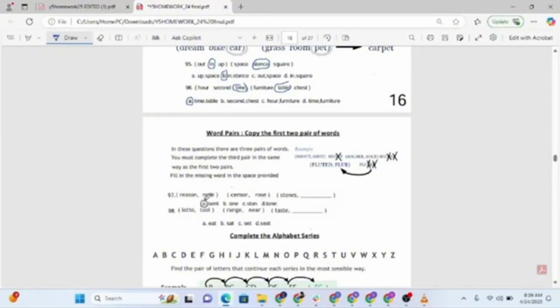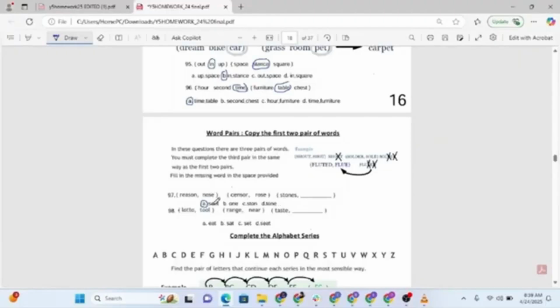Explanation. In each pair, we skip the first and third letters of the longer word. From the word reason, we skip the letter R and the letter A. That leaves the letters E, S, O, and N. Rearranging those letters gives us the word nose. From the word sensor, we skip the letter C and the letter N. That leaves the letters E, S, O, and R. Rearranging those letters gives us the word rose. From the word stones, we skip the letter S and the letter O. That leaves the letters T, N, E, and S. Rearranging those letters gives us the word scent.